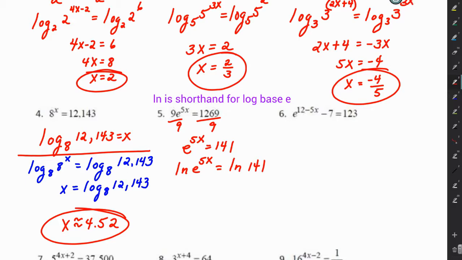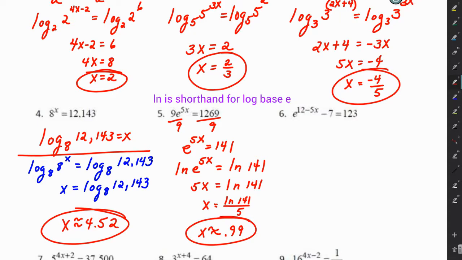And log base e of e, ln of e, is 1, so we end up with 5x equals ln of 141. And so x is equal to ln of 141 divided by 5. In my calculator, that's going to give me approximately 0.99.